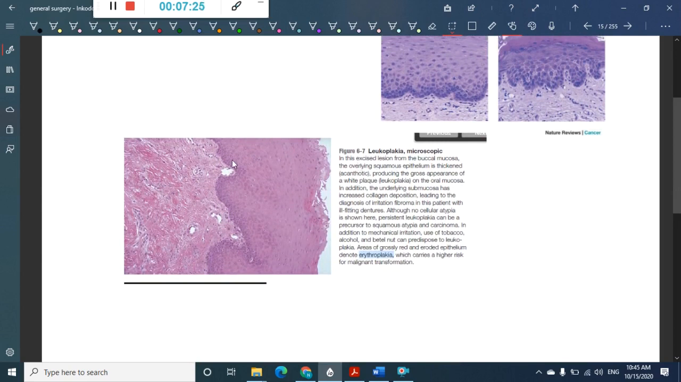If you see, this is leukoplakia microscopically. Here in the excised lesion of the buccal mucosa, the overlying squamous epithelium is thickened, and it produces the gross appearance of white plaque, that is leukoplakia. Here you can see the thickened epithelium, and the nuclei become dysplastic.